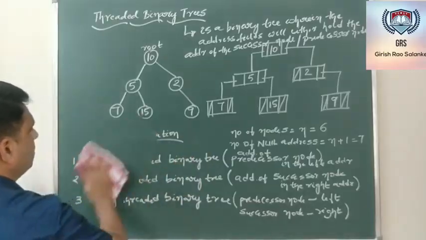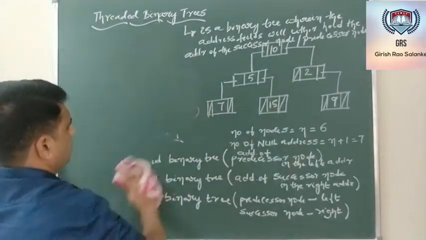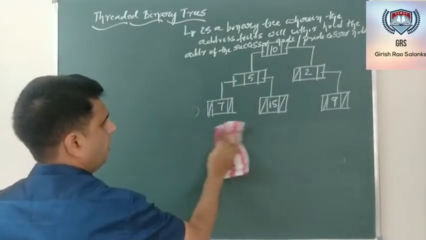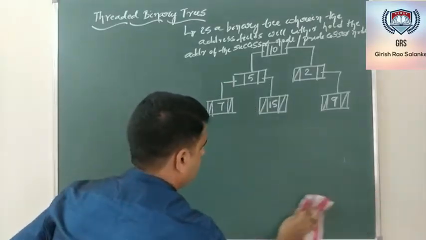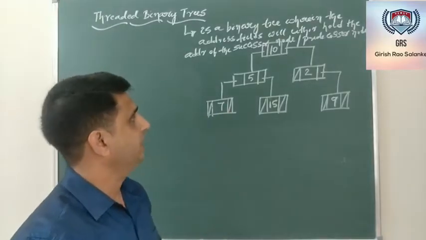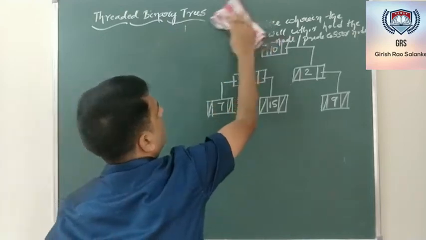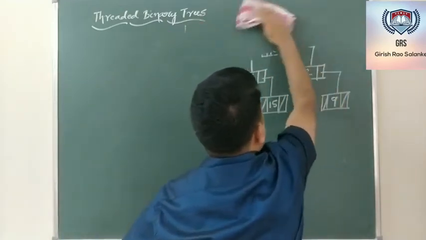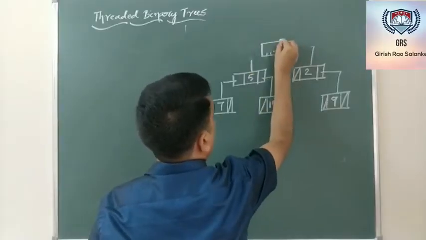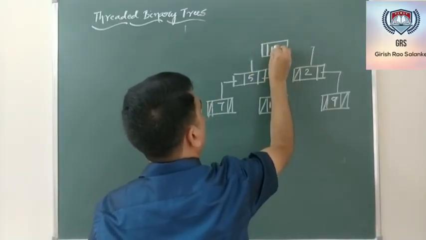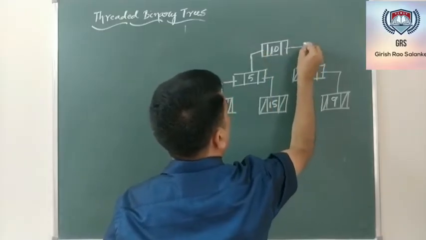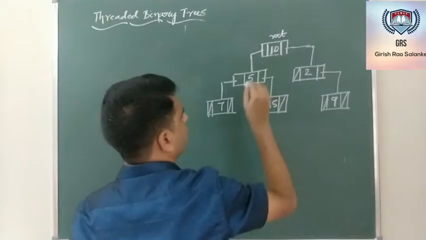We'll quickly see. So let me rub this. So this was the classification with respect to whether we are storing the addresses in the left address or in the right address. Now, so this was my root node.